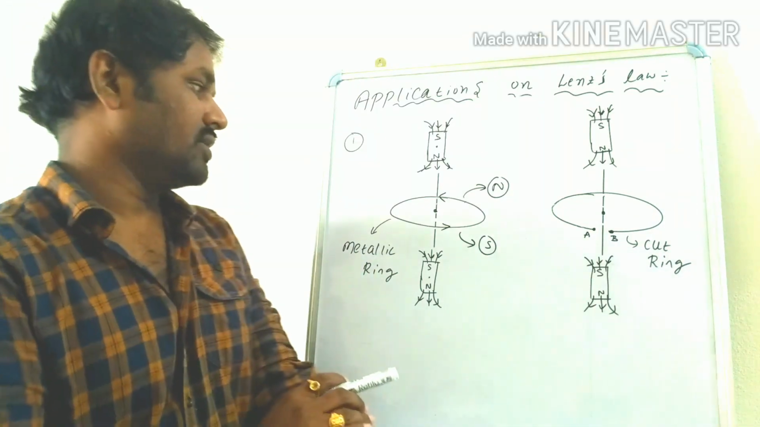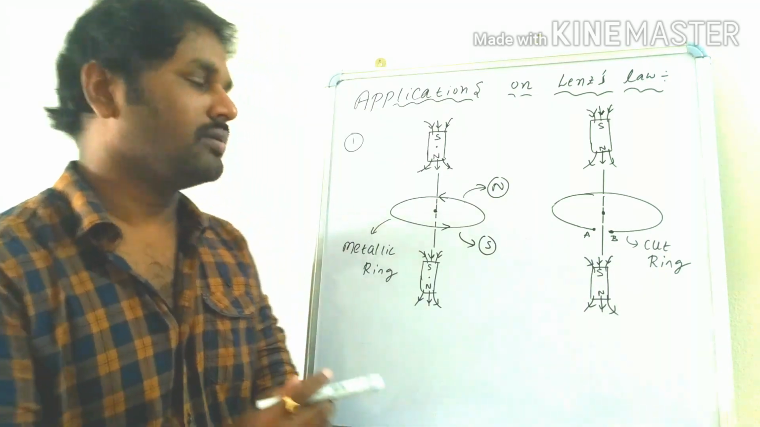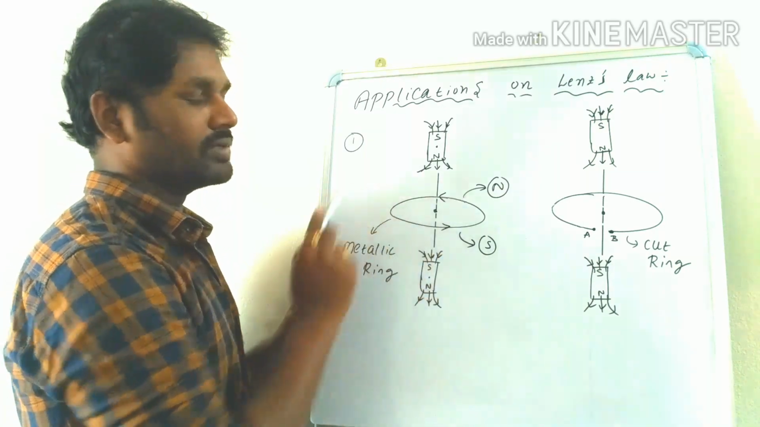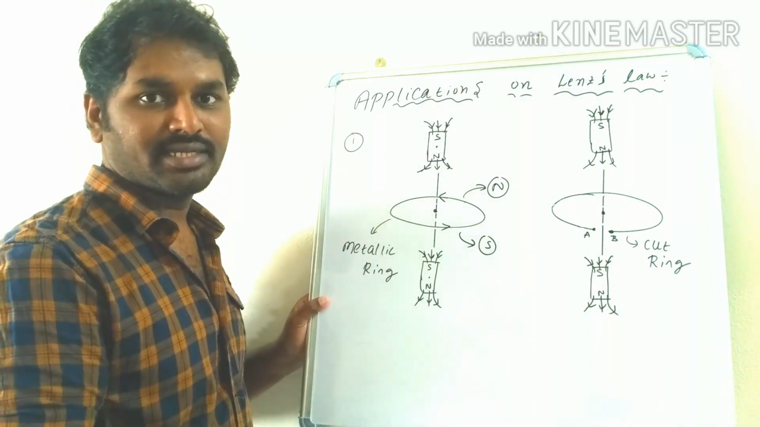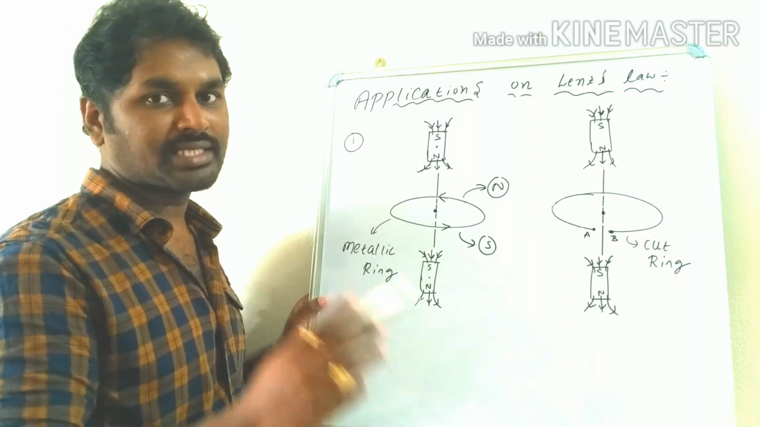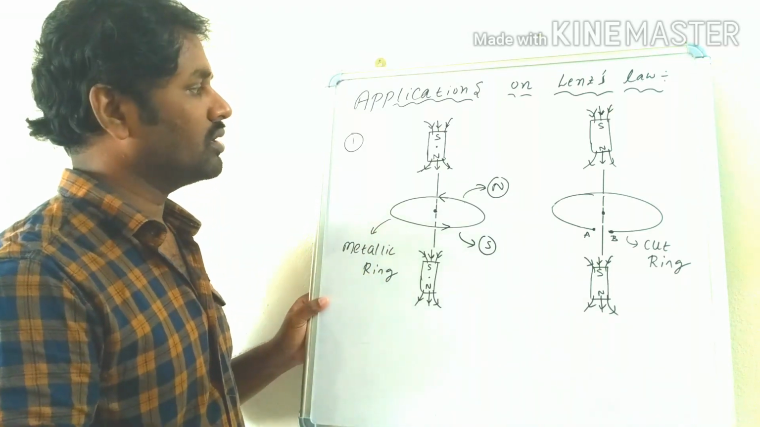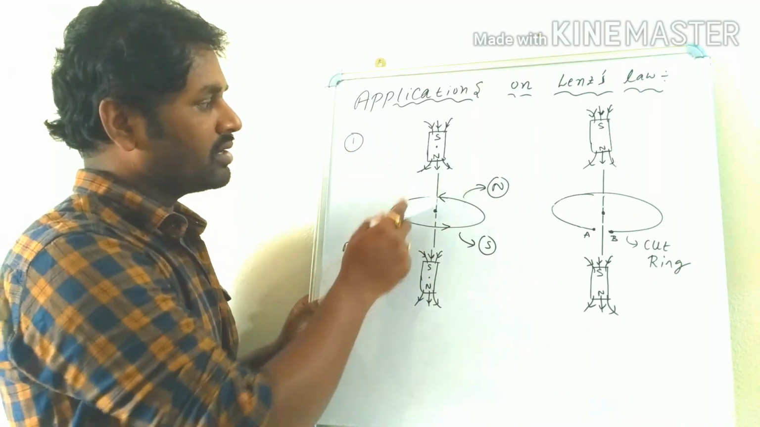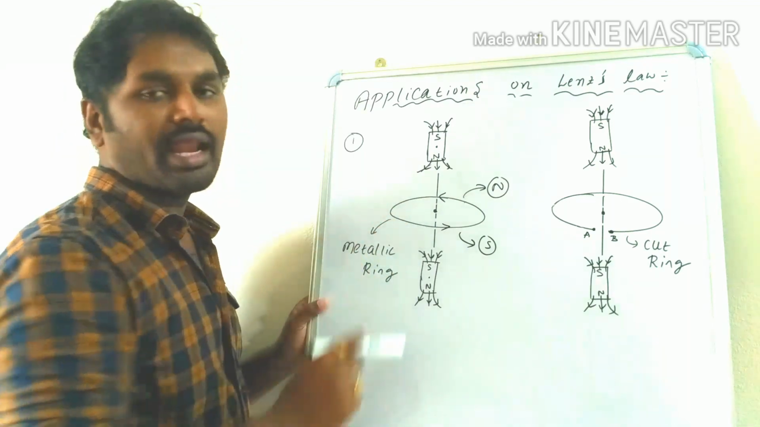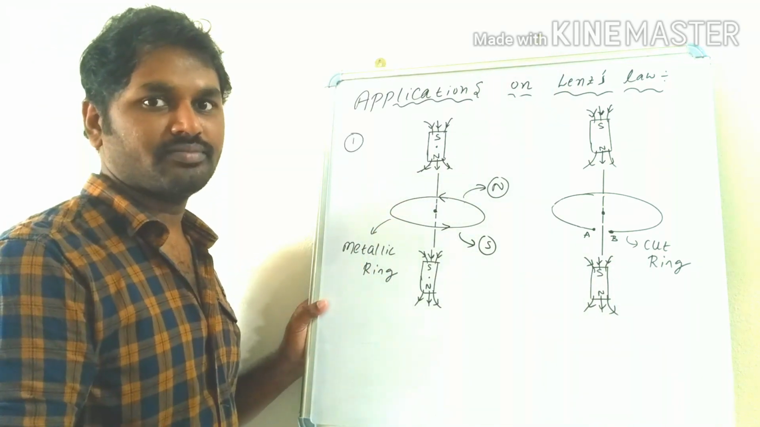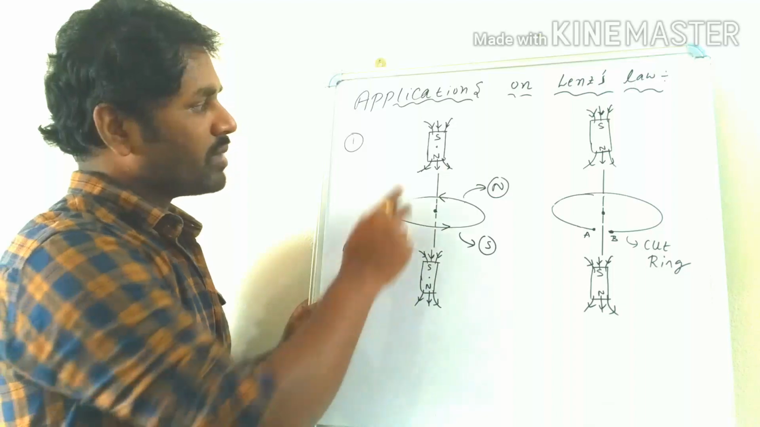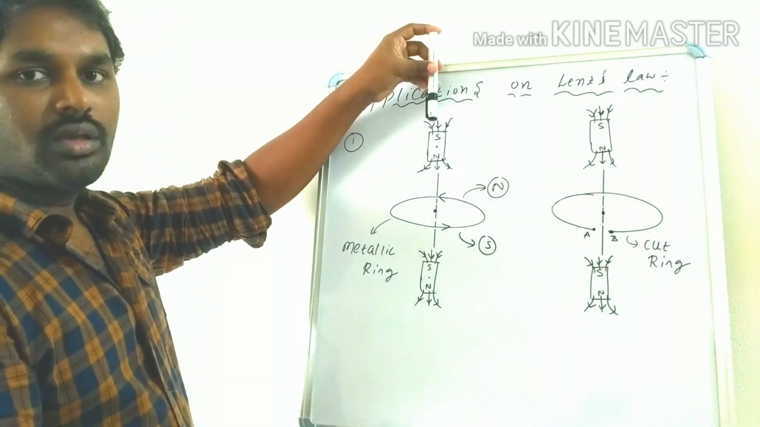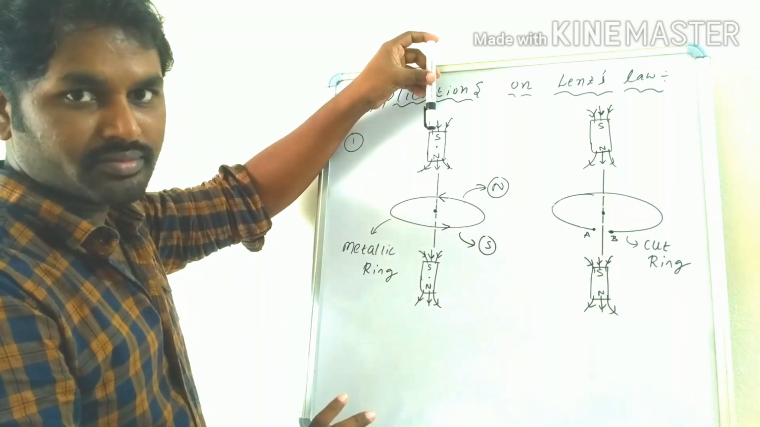So we have the first case. Here I am taking a metallic ring, which is placed horizontally by some fixed support. Now take a bar magnet which is dropping along the geometrical axis of this metal ring. You can see this magnet is taken at some height like this, and it is being dropped from there.